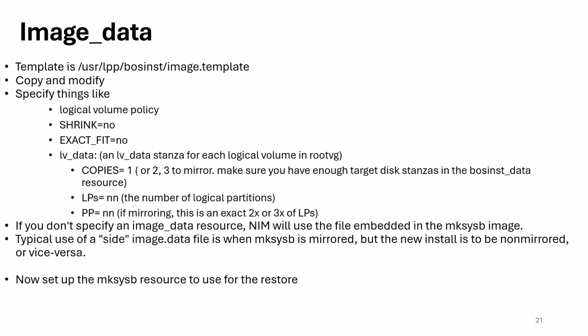There's a template that I gave you the link to, and you basically can specify things like, don't shrink my file systems, I don't have to have an exact fit, set copies equals 1 so that I don't have to deal with the mirroring, and so on. If you don't create an image data resource or specify one, NIM is going to use the one that is embedded in the mksysb image itself.